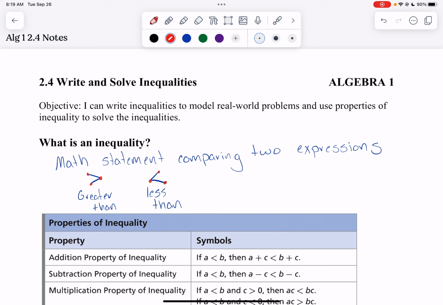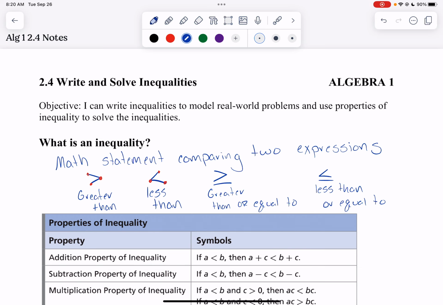Okay, so we have our greater than, we have our less than, but we also have our greater than or equal to. It has a line underneath it. So this is greater than or equal to, meaning they could actually be equal, or we have, again, less than or equal to. Okay. So there's our 4 symbols.